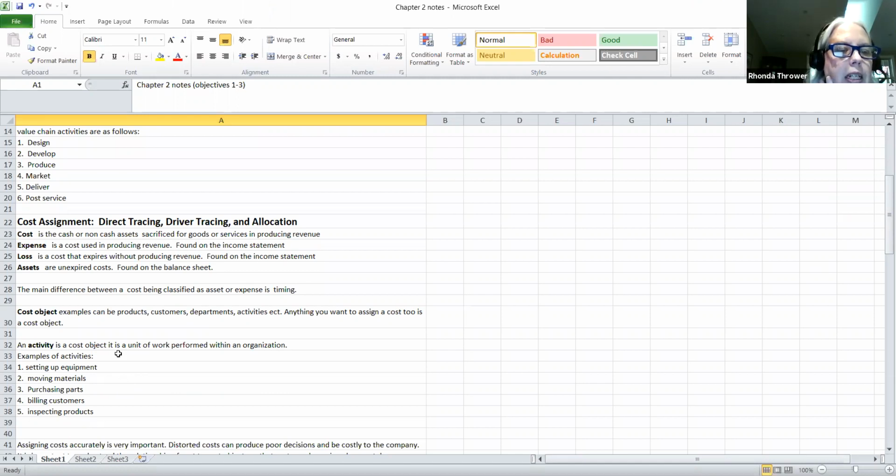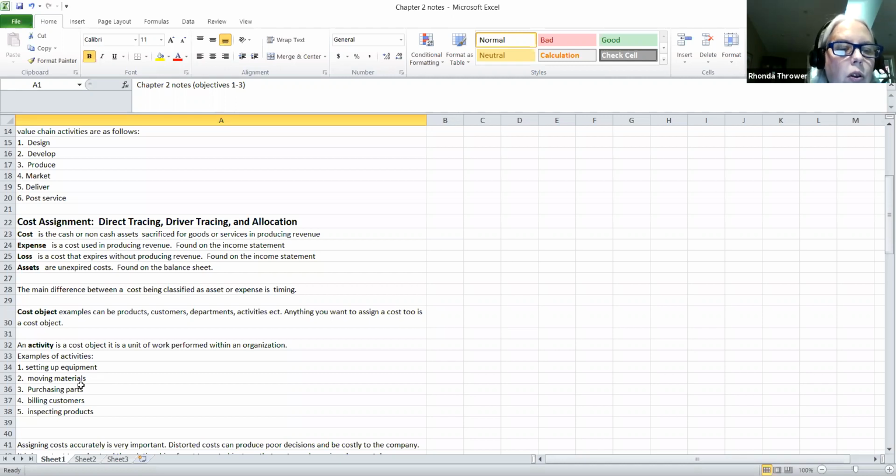An activity is also a cost object, and it is actually a unit of work that's performed within an organization. So some examples of activities are setting up equipment. There are going to be costs associated with setting up equipment, and we'll need to be able to account for those costs in the future. But an activity can serve as a cost object. So setting up the equipment could be considered a cost object.